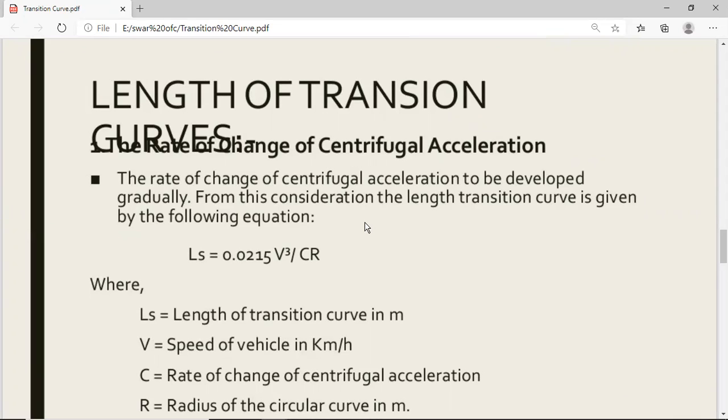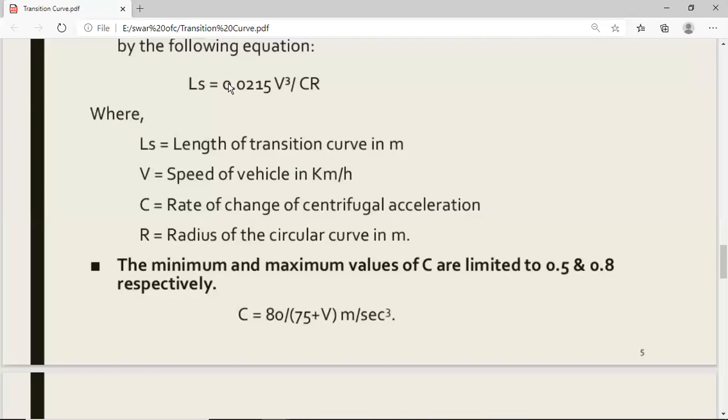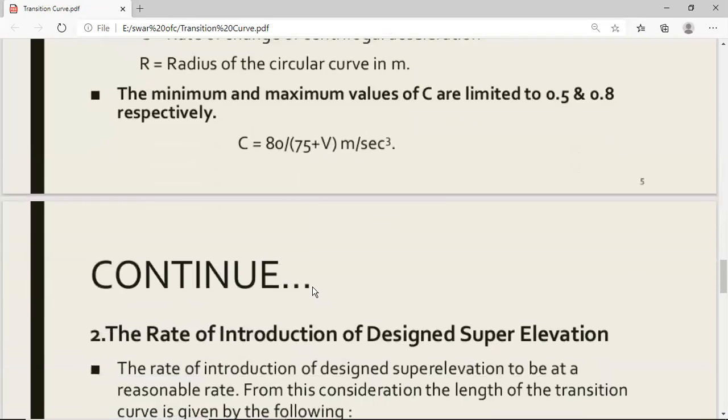From this consideration, the length of transition curve is given by the following equation: Ls equals 0.0215 V cube upon CR, where Ls equals length of transition curve in meters, V equals speed of vehicle in kilometers per hour, C equals rate of change of centrifugal acceleration, and R is the radius of circular curve in meters. The minimum and maximum values of C are limited to 0.5 and 0.8 respectively. C equals 80 divided by (75 plus V) meter per second cube.